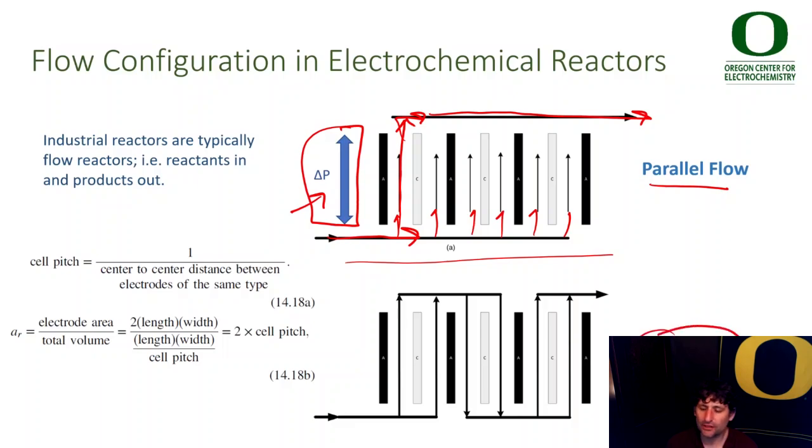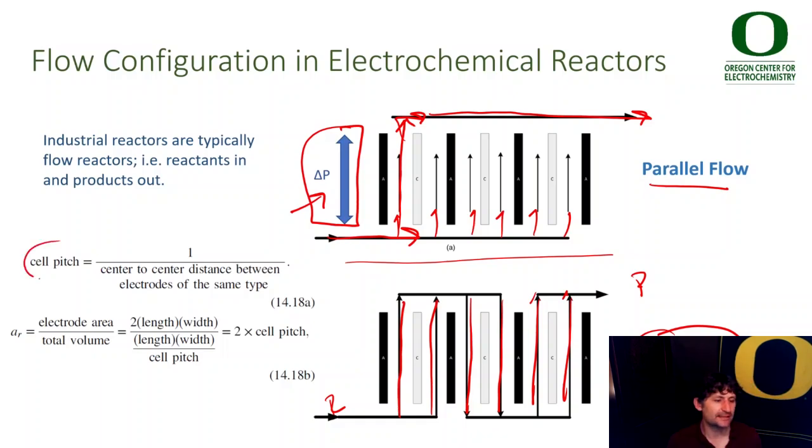imagine a different scenario, a series flow scenario, where you want your products to go through the reactor multiple times. For example, to increase your utilization of, say, some reactant coming in to get product out. So in this case, the catholyte and the anolyte go through the reactor multiple times, and you can tune that in order to get the best distribution of products, to get the best conversion for any given reactor.